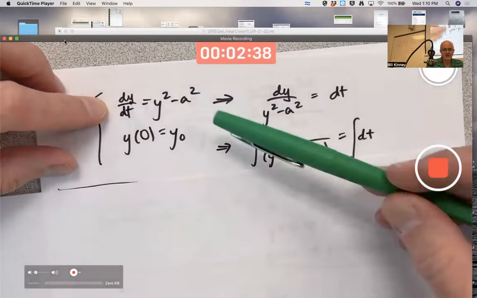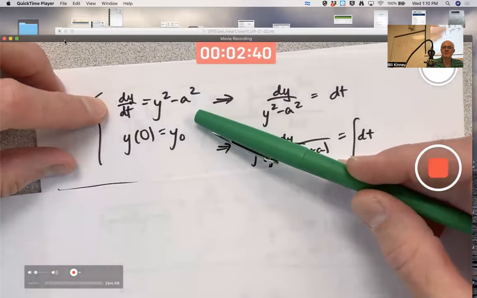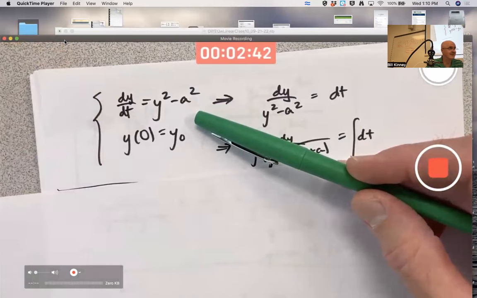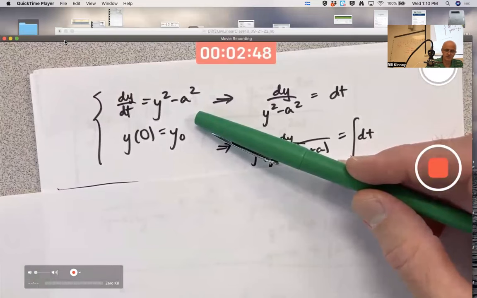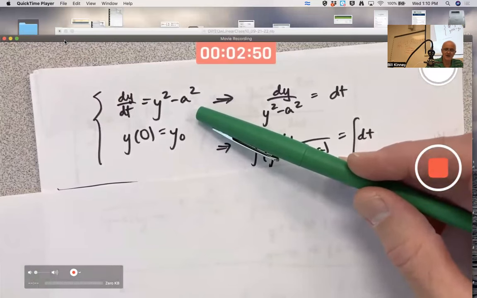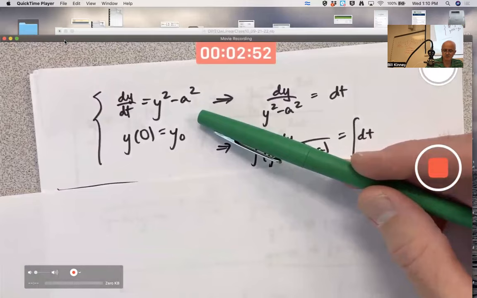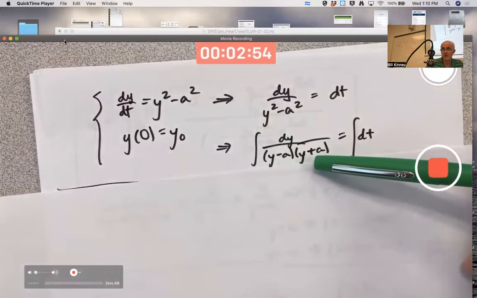So our differential equation is dy/dt equals y squared minus a squared. Again, a is a constant. You could pretend it's 1, you could pretend it's 2. If a is 2, this would be subtracting 4, of course, because you're subtracting a squared. I made it an a squared instead of just a plain a, so we didn't have to bother with square roots when we factor it.